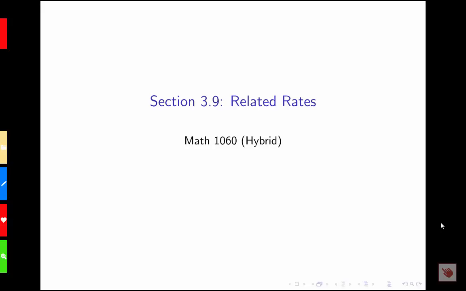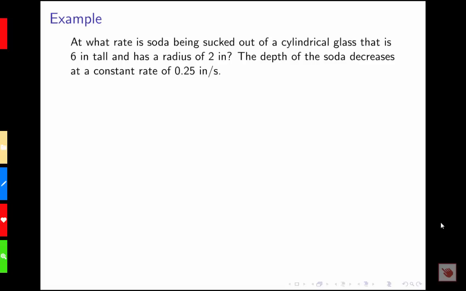In this lecture, we're going to continue looking at examples of related rates problems. For our first example, we're interested in finding at what rate soda is being sucked out of a cylindrical glass that is 6 inches tall and has a radius of 2 inches. The depth of the soda decreases at a constant rate of 0.25 inches per second.